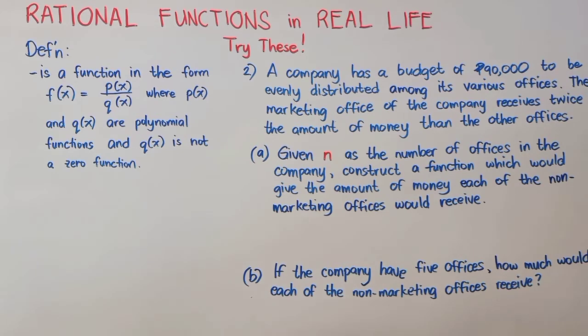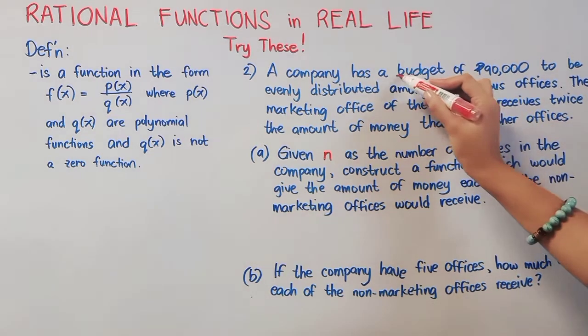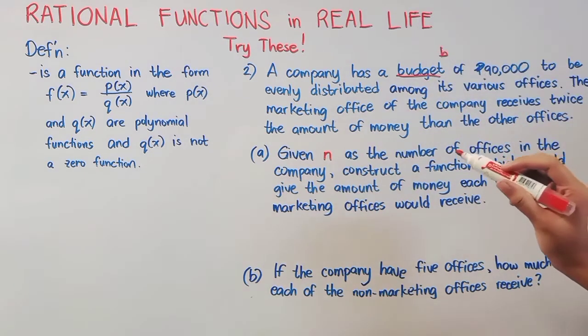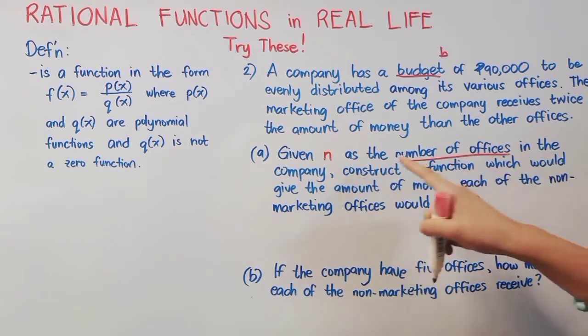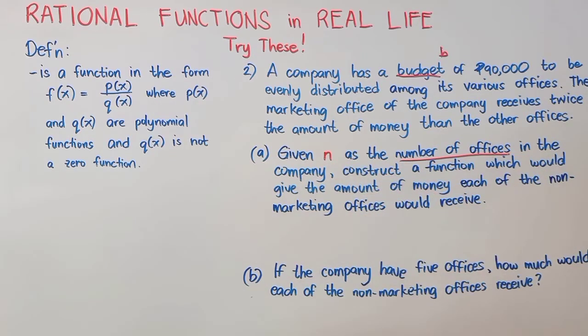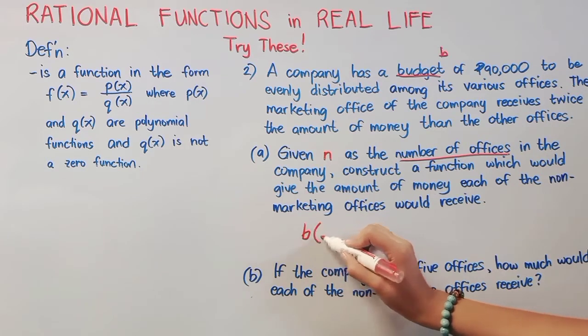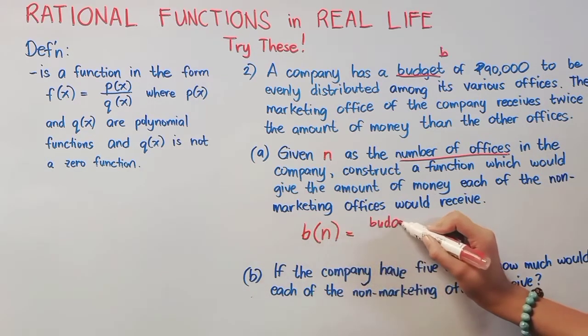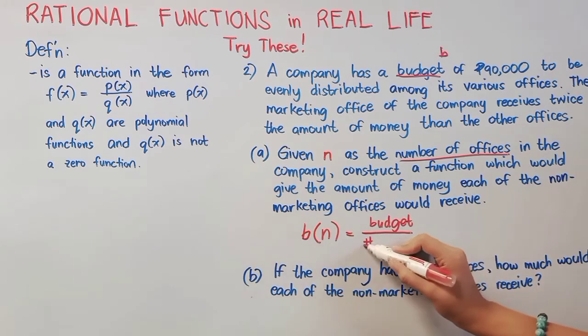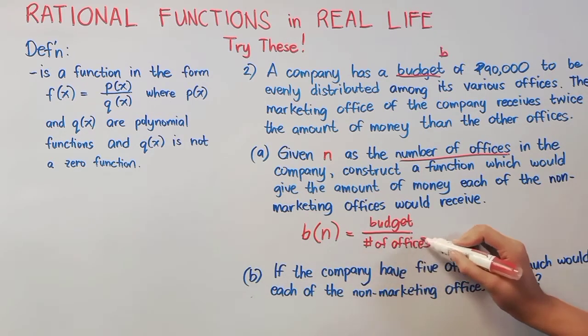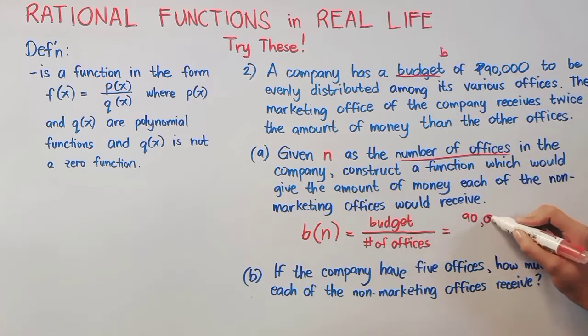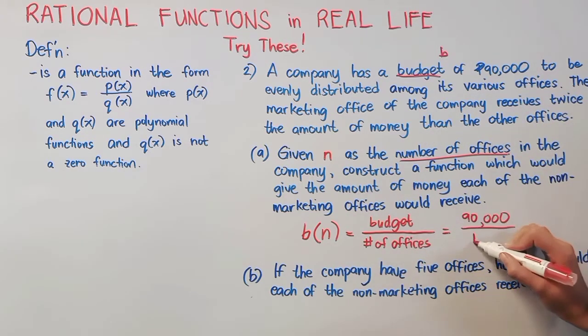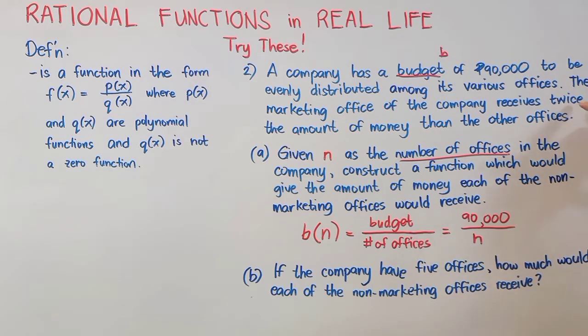So we have here our function B of N. Again, B is our budget, which is dependent on the number of offices, which is N. So our function here is the budget in terms of the number of offices. So we will simply divide the budget over the number of offices that a company has. And our budget is fixed at 90,000 and our number of offices is still unknown. Now remember that the marketing office receives twice, so we'll have to add 1 here to the number of offices.